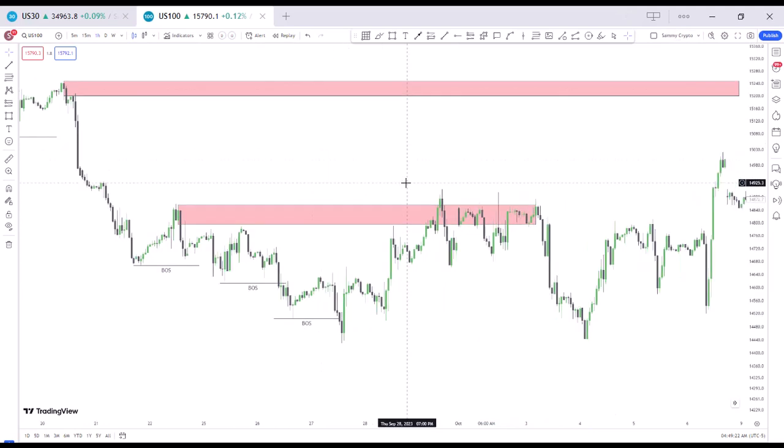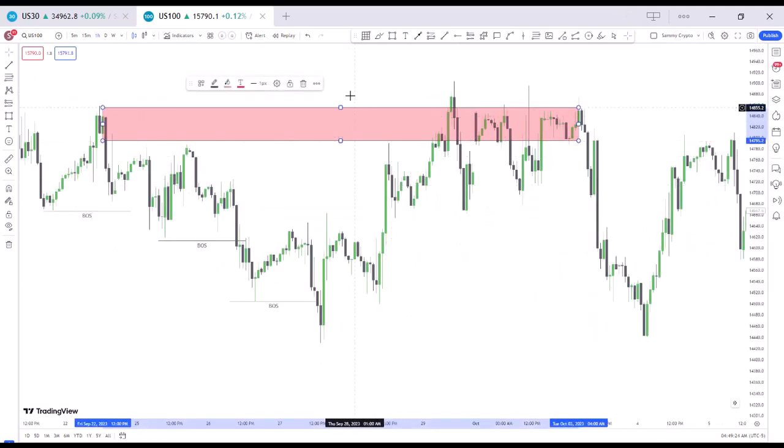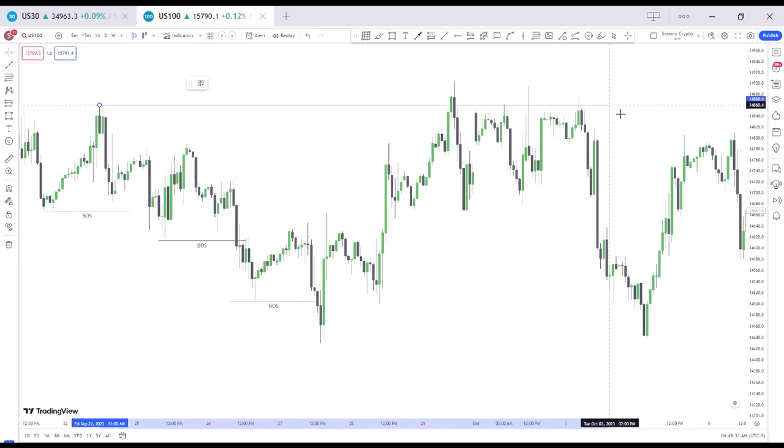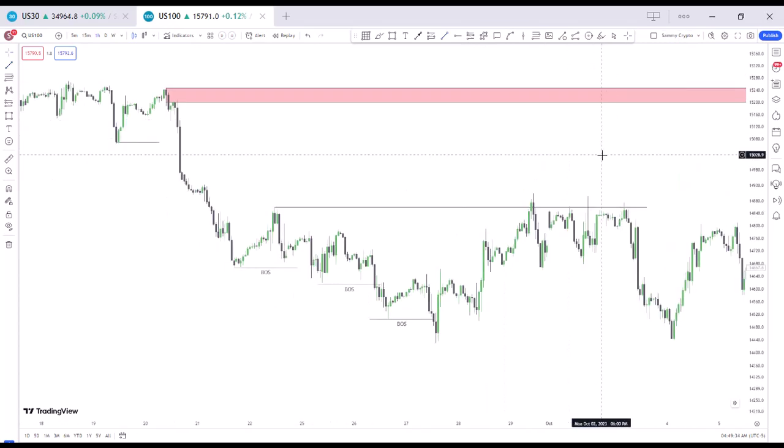So let's say I'm not going to use this as my supply. Rather, I'll use that as my what? My liquidity, which is a buy side liquidity. You can see that. So how do you trade liquidities?